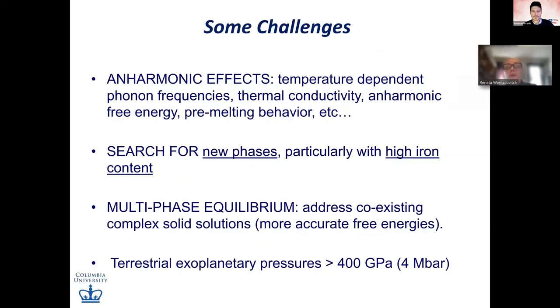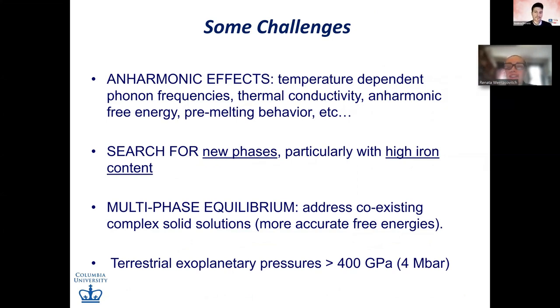Okay, so what we are aiming at is anharmonic effects. Of course, I showed the phonon calculations, but there's a lot more than harmonic phonons that could be going on here. So anharmonic effects, including anharmonic effects across the spin transition, that's what we are doing right now. Search for new phases with high iron content, that's also something that we are focused on.